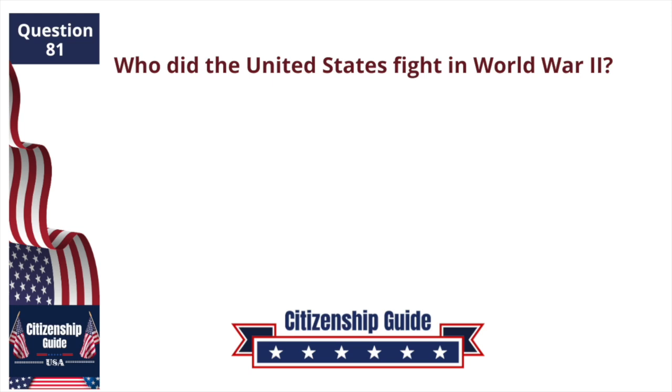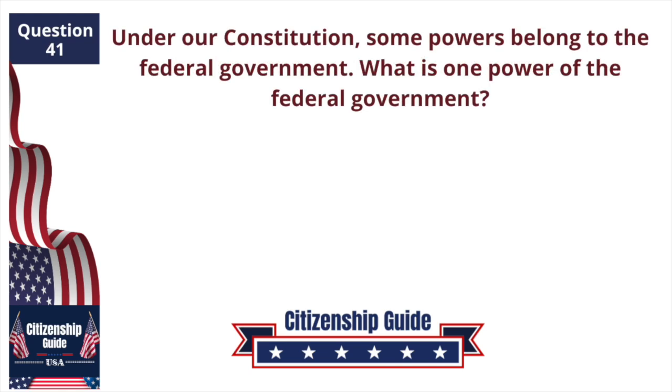Who did the United States fight in World War II? Japan, Germany, and Italy. Under our Constitution, some powers belong to the federal government. What is one power of the federal government? To print money.